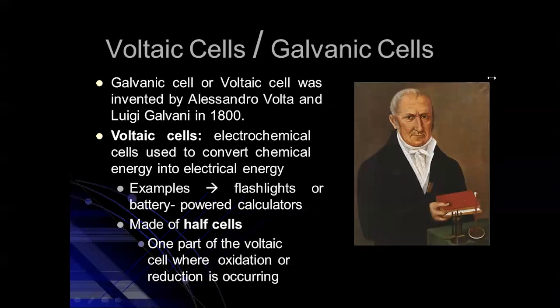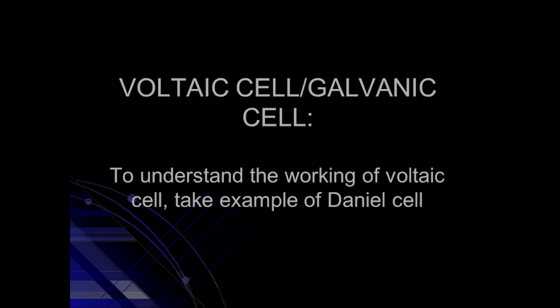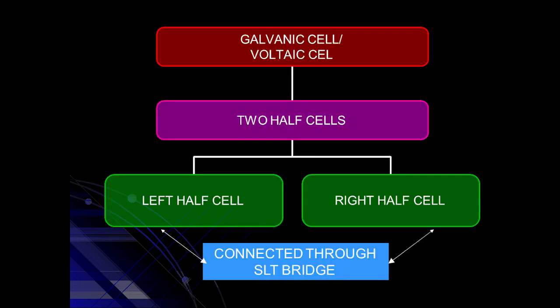Let us see the examples for galvanic cell: a flashlight or battery and pocket calculators. A half cell is one part of the voltaic cell where oxidation or reduction takes place. To understand the working of voltaic cell, take the example of Daniell cell. Galvanic cell or voltaic cell consists of two half cells. One is the left half cell, another one is the right half cell, which are connected by a salt bridge.